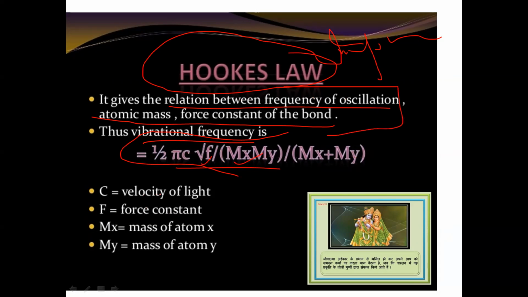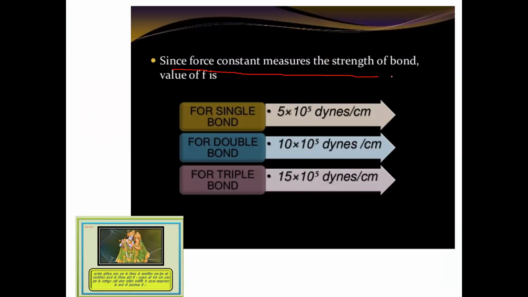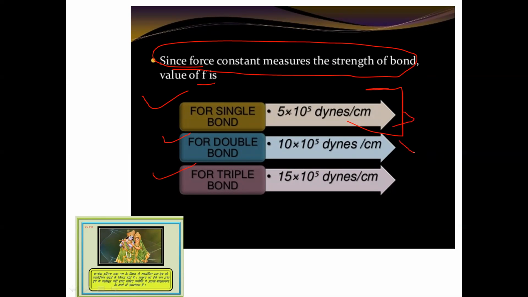Here c is the velocity of light, and F is the force constant. Mass means this is the mass of X and this is the mass of Y. You can also concentrate on these squares, because for your benefit I have attached these. After that, force constant measures the strength of bonds. It is a very important point. The unit of F is dyne per centimeter. For a single bond it is 5 into 10 to the power 5. For double and triple bonds it increases from this one.